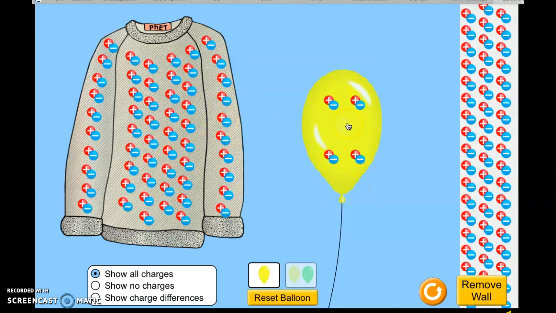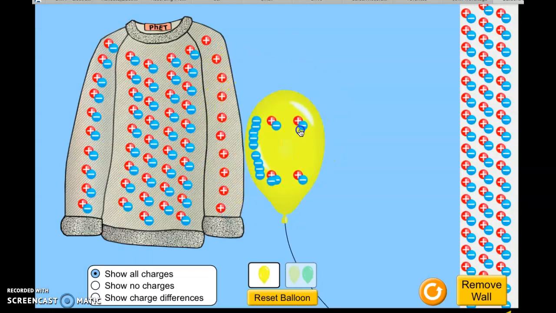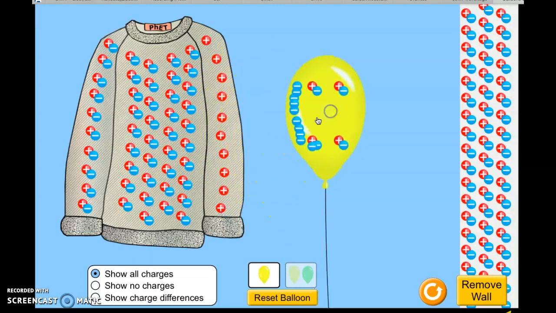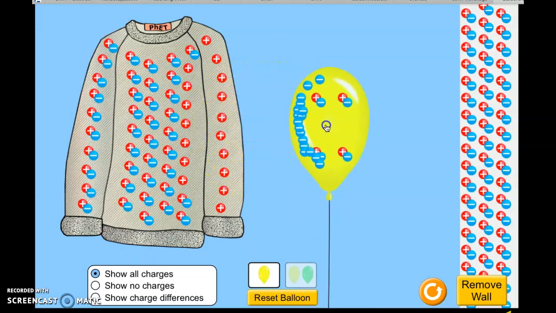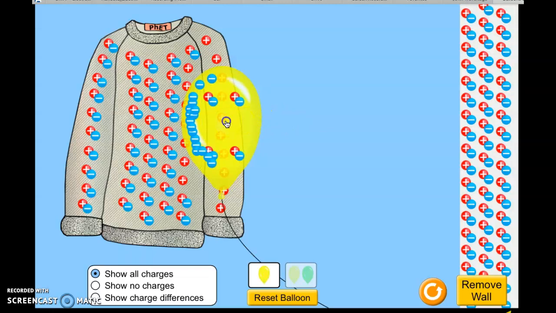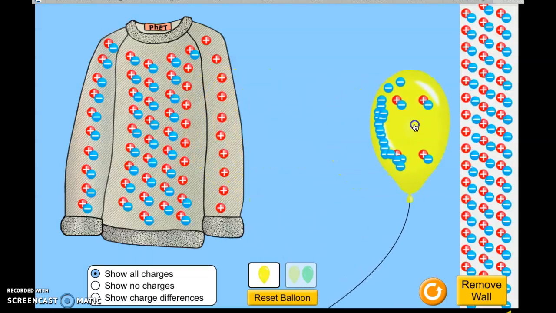Same with the sweater. But if you rub the balloon on the sweater, the balloon tends to collect negative charge, and the sweater tends to collect positive charge. And now they're attracted to each other, because negatives attract positives. Also, the balloon is attracted to the wall.